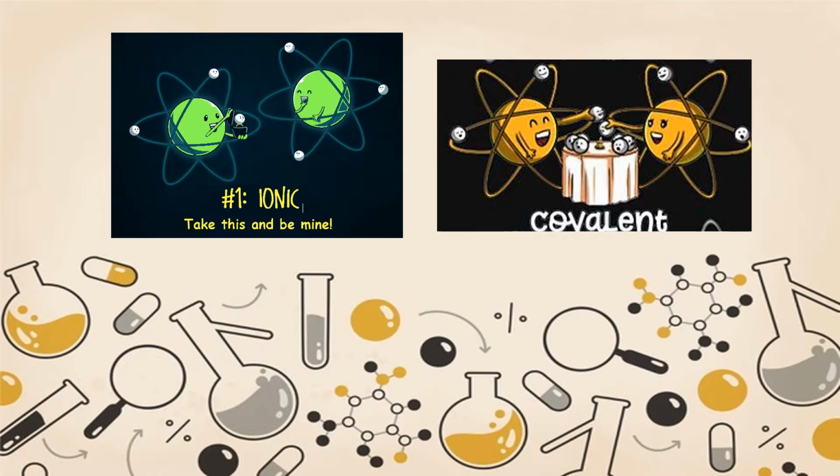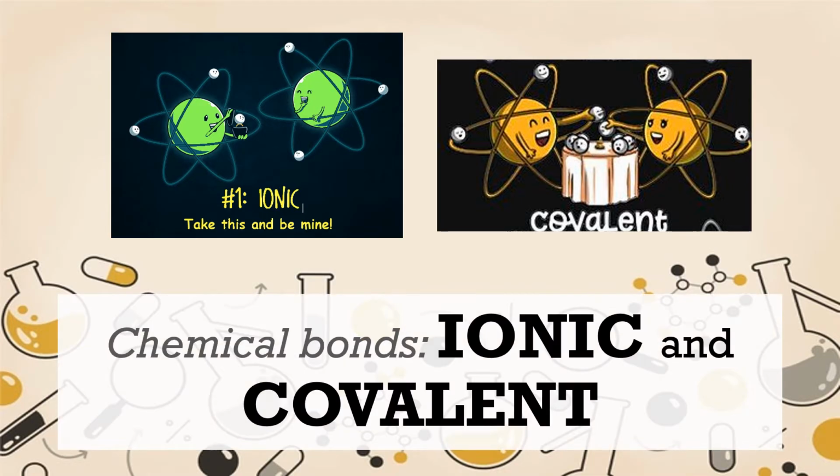Have you ever wondered why we have compounds? Or have you ever wondered how the elements are held together to form such compounds? Well, the answer is that it is because of what we call chemical bonds. Generally, we have two main types of chemical bonds: the ionic and the covalent bond. And this is what we are going to discuss for this week.